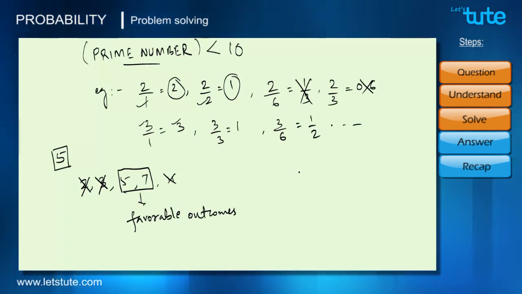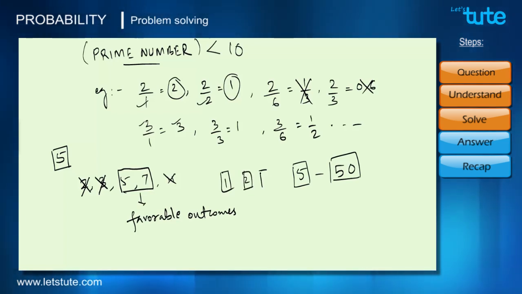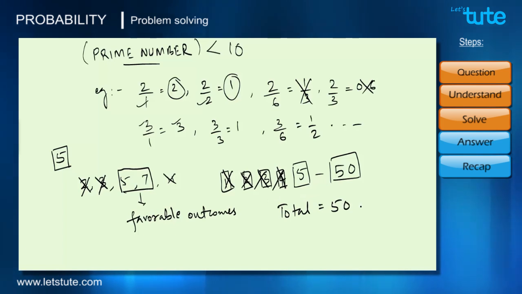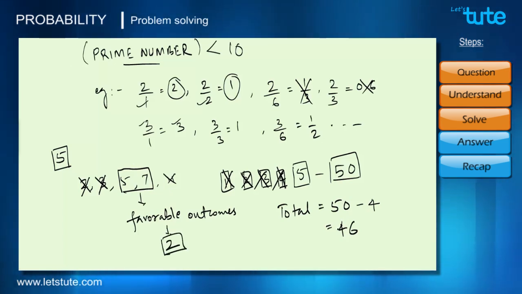And how many cards do we have? Since it starts from 5 to 50, that means cards 1, 2, 3 and 4 are not there. Correct? So total cards that we have are 50 minus 4, which is equal to 46. So we have 2 favorable outcomes and we have 46 total possible outcomes.